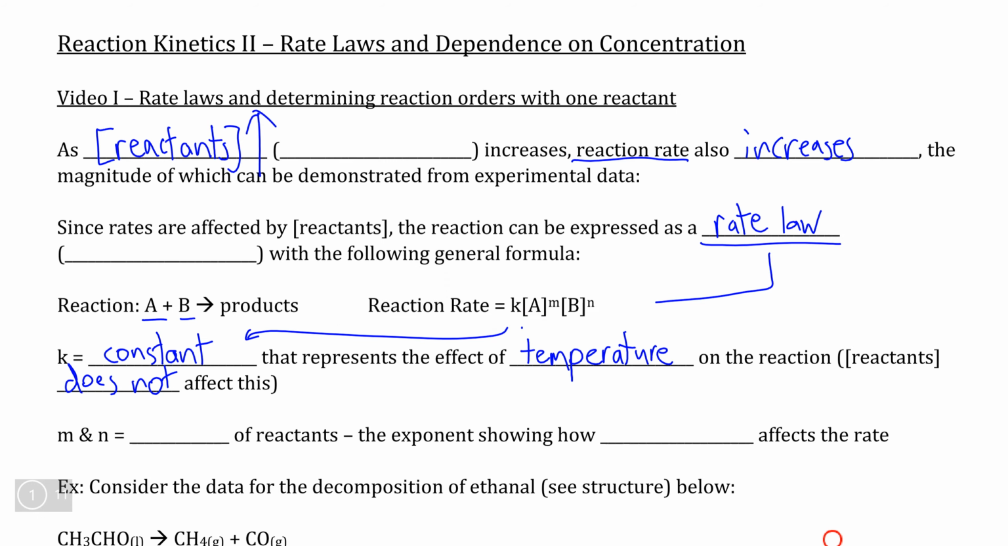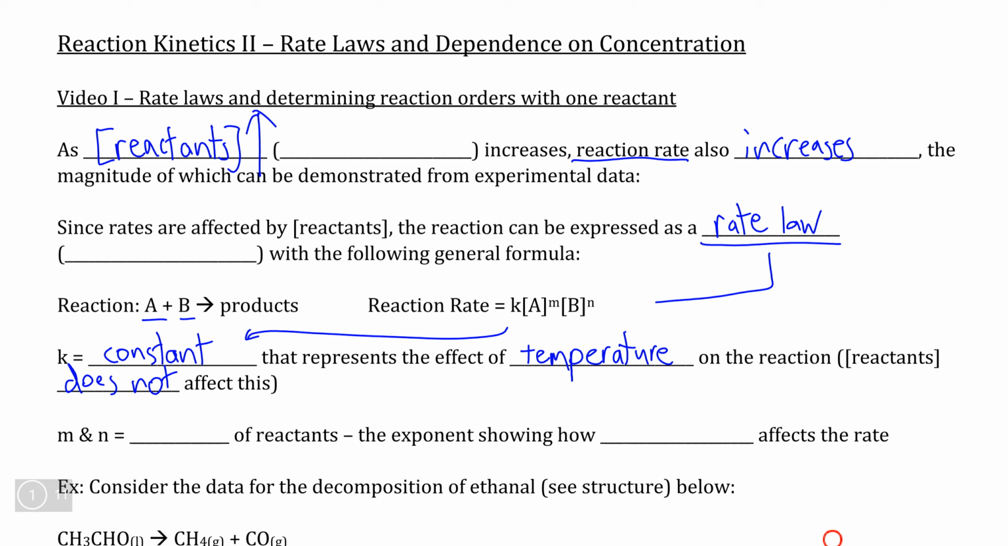Now, what isn't immediately obvious is the degree by which increasing A or B's concentration is going to have on our reaction rate. Let's say if we double the concentration of A, is that going to double our reaction rate? Or maybe it's going to increase our reaction rate 4 times. We don't actually know what this is.